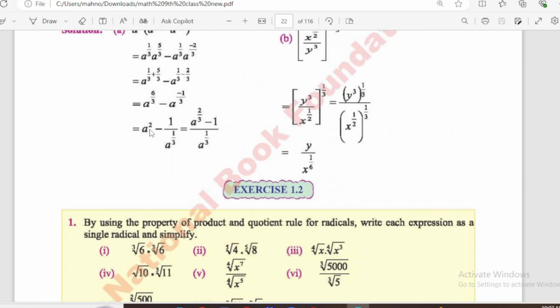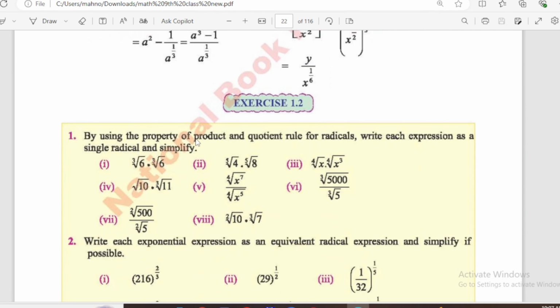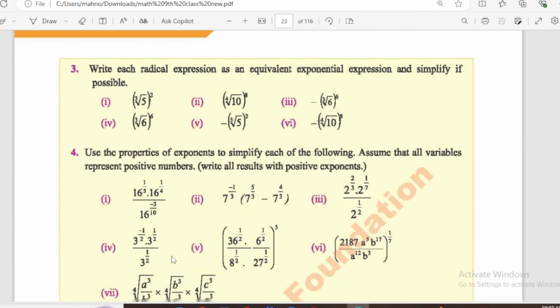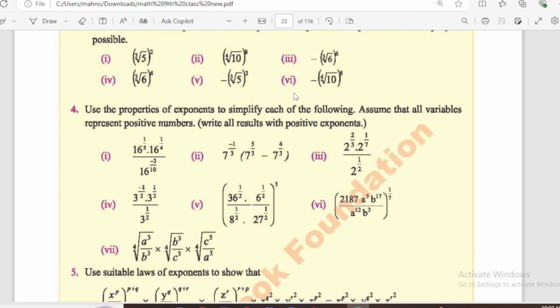Hello. So we were solving exercise 1.2 of the Federal Board New Mathematics book, and we were on question number 4. Question number 4 says use the properties of exponents to simplify each of the following. We already know, in the last two videos we have been through the properties of exponents and radicals and conversion from exponents to radicals, both of them. So you can watch those videos, and today we're going to move forward.